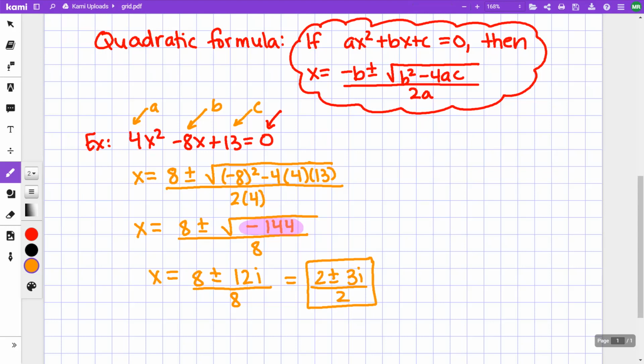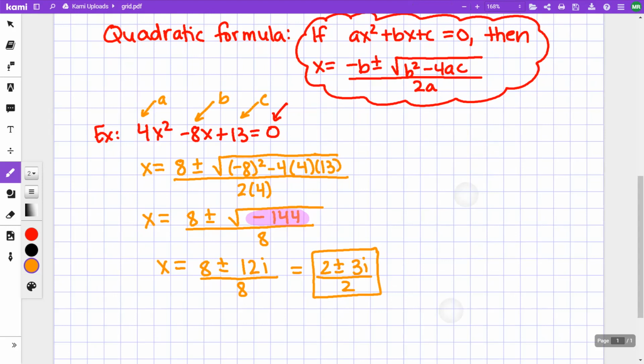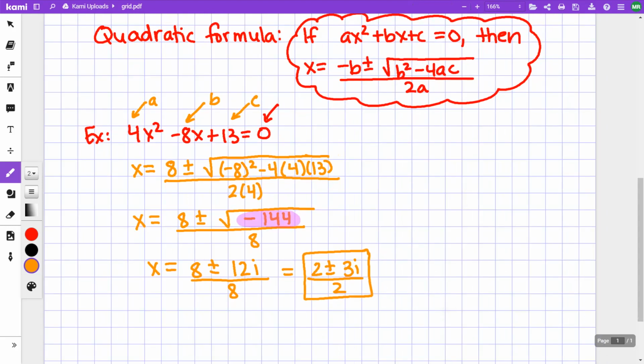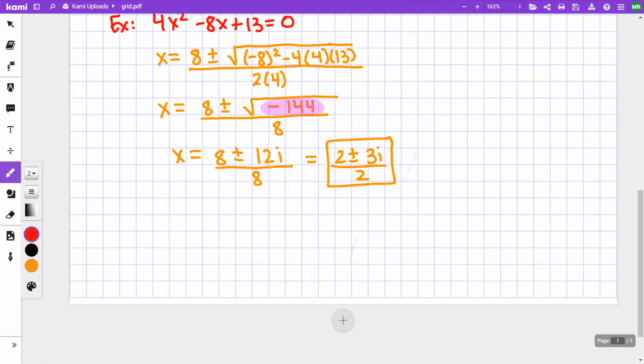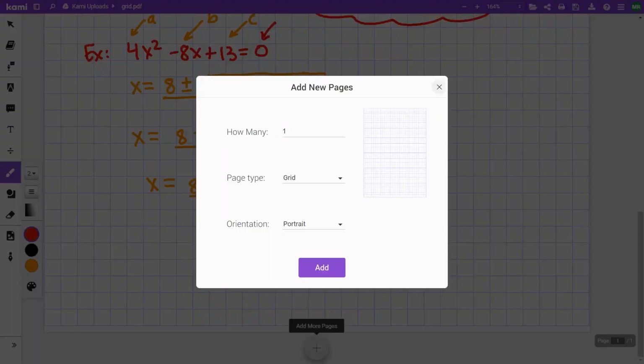Now let me do one where we're using completing the square. I personally don't like to complete the square on a problem like the one I just worked out because I have a number in front of my x squared. I like to do it when I have just x squared. And I like to do it when I have an even x. Okay, let me add a page.